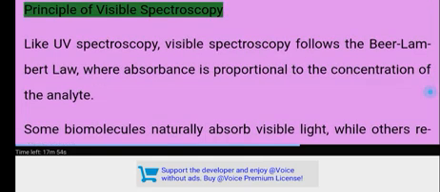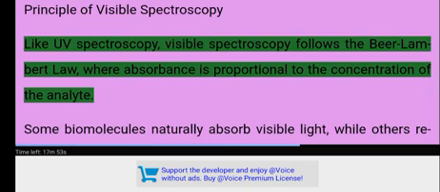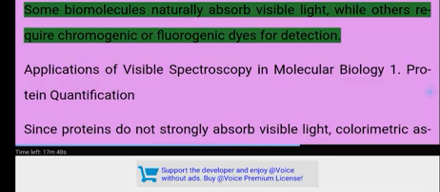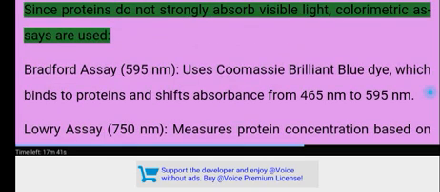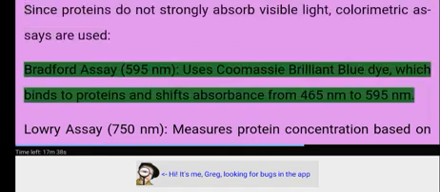Principle of visible spectroscopy. Like UV spectroscopy, visible spectroscopy follows the Beer-Lambert law, where absorbance is proportional to the concentration of the analyte. Some biomolecules naturally absorb visible light, while others require chromogenic or fluorogenic dyes for detection. Applications of visible spectroscopy in molecular biology. 1. Protein quantification. Since proteins do not strongly absorb visible light, colorimetric assays are used.